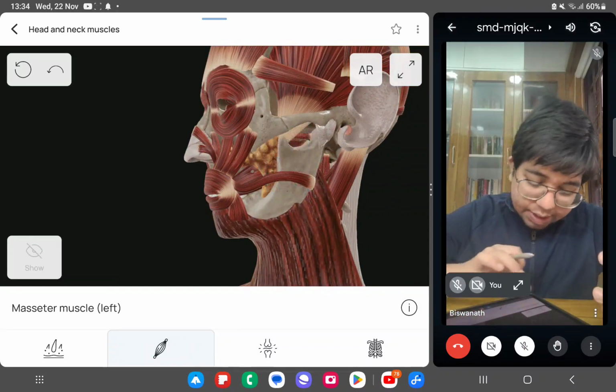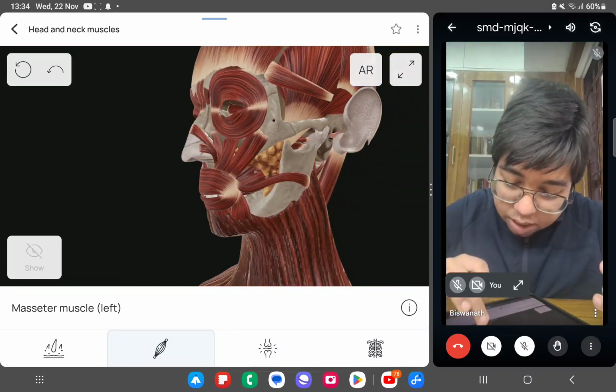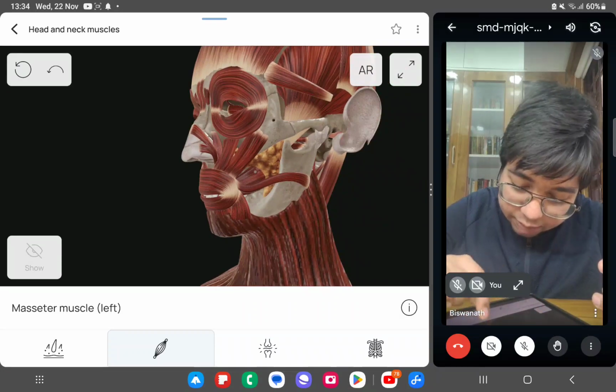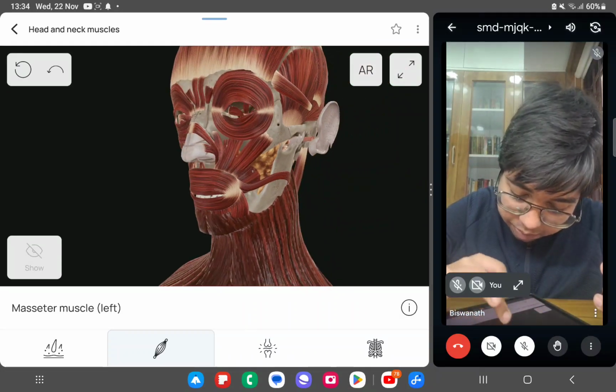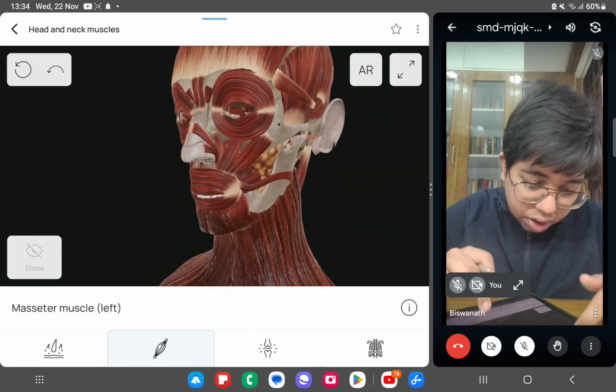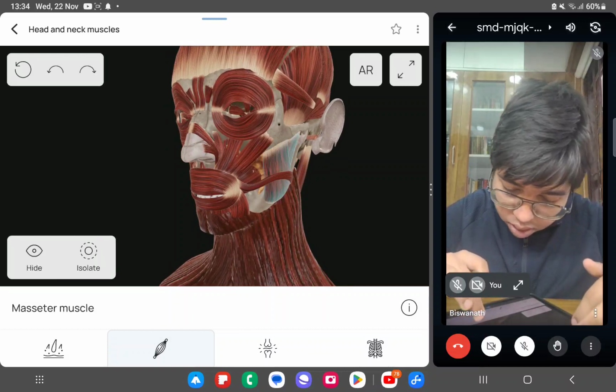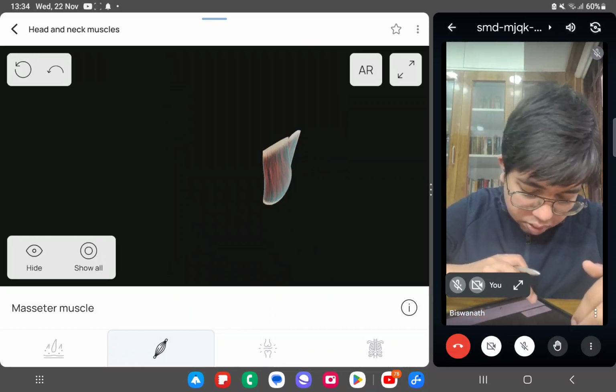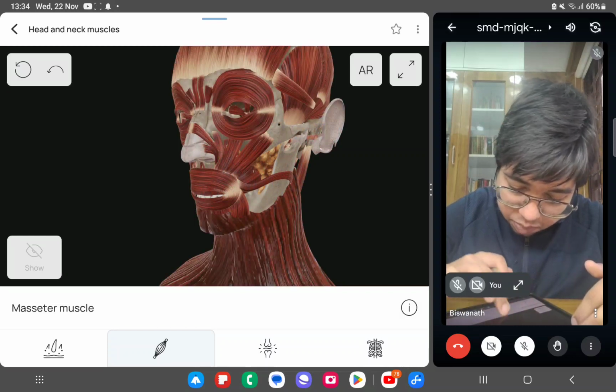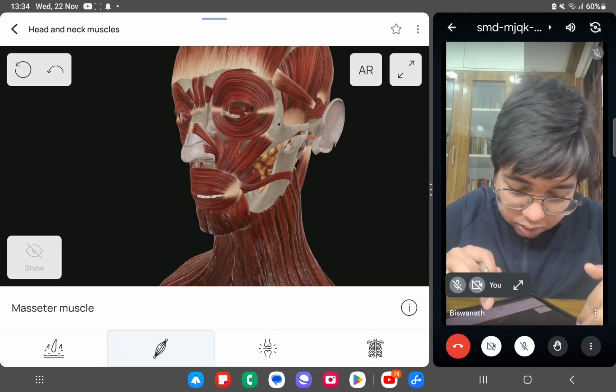Let us hide the muscle first, and your risorius muscle which is for your grinning. We're hiding all these muscles also.